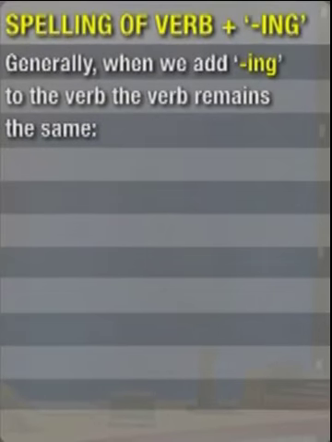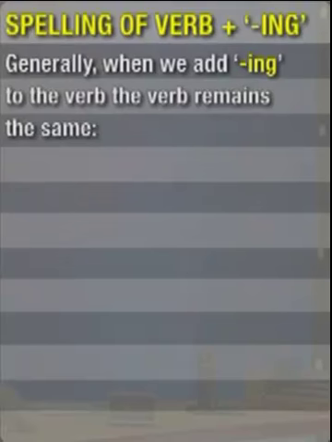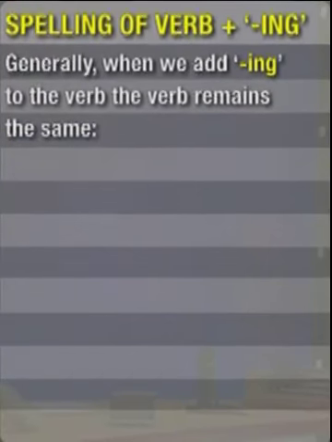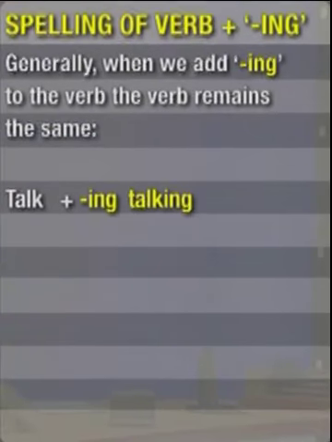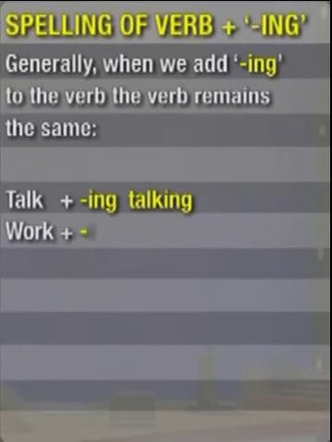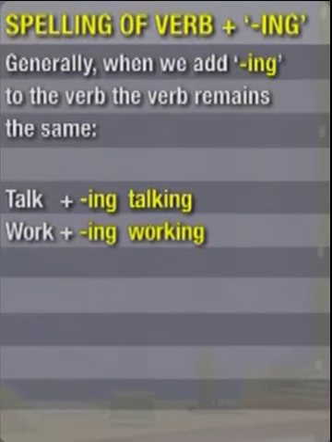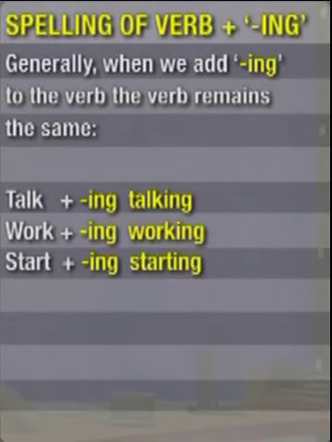Now, for example, I am talking. Now, to form talking, what we usually do is we take the verb, like talk, and we just add ing. For the majority of verbs, we do that. Look at the examples. Talk, talking. Work, add ing. Working. Start, starting.